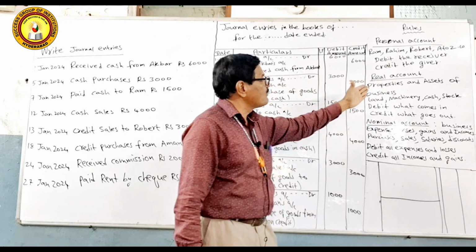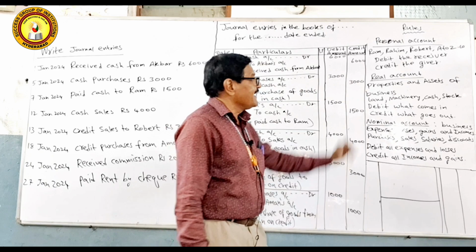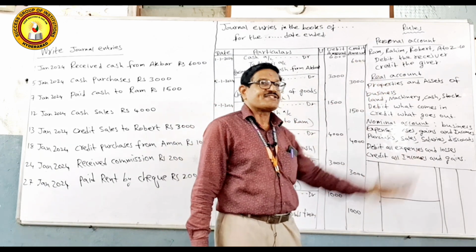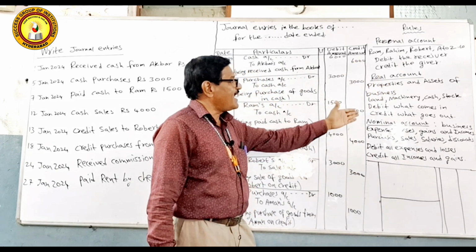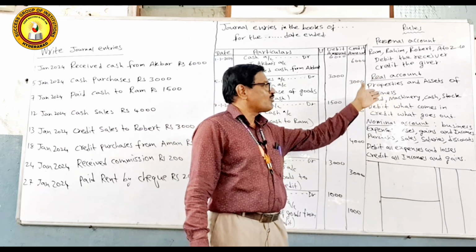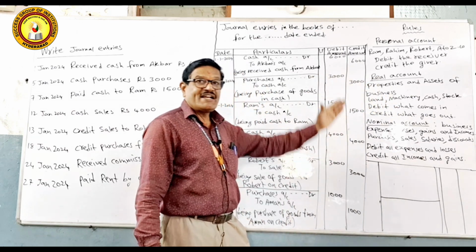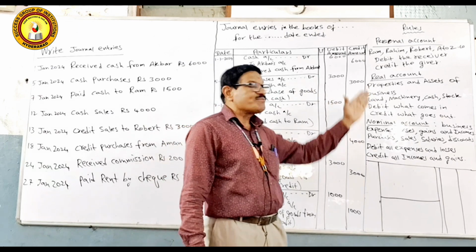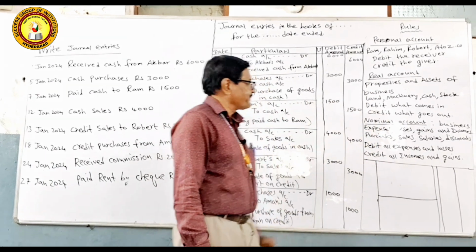Then comes the real account. It deals with the properties and assets of the business. Here land, machinery, cash, stock, all these things come under it. Here the rule clearly states that debit what comes in, credit what goes out.